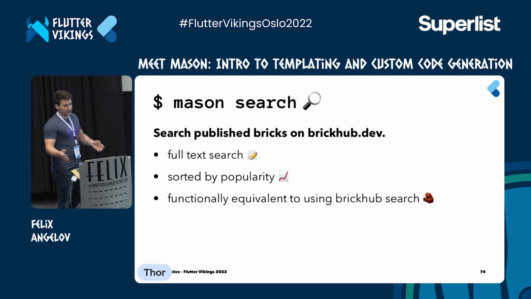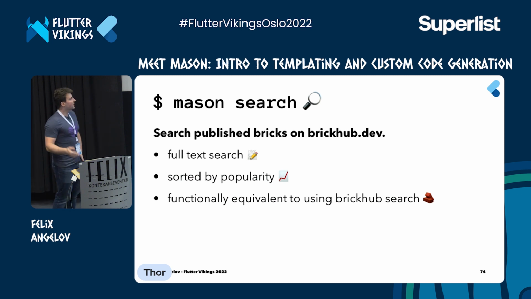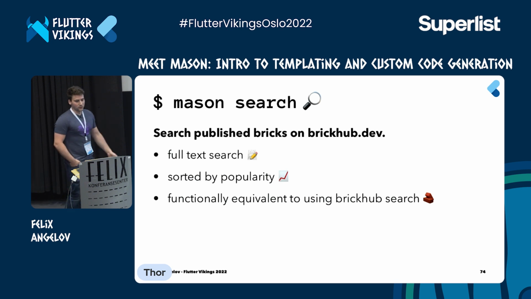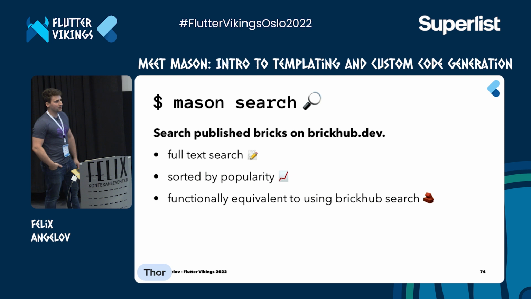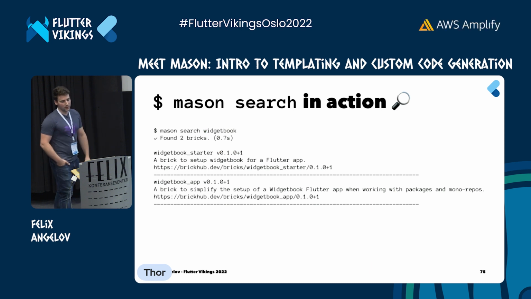Now that we've looked at how you can share bricks with the community and publish things, you might be thinking, okay, how do I start adding things from BrickHub to my project? And the first part is, how can I find what I'm looking for? We saw BrickHub briefly in those screenshots has a search capability, so you can search online for whatever bricks you want. But you can also use the Mason CLI to search directly from your terminal. You can just do mason search, a full text search on the metadata for all the published bricks sorted by popularity. And again, it's pretty much identical to what you'd see in the web interface.